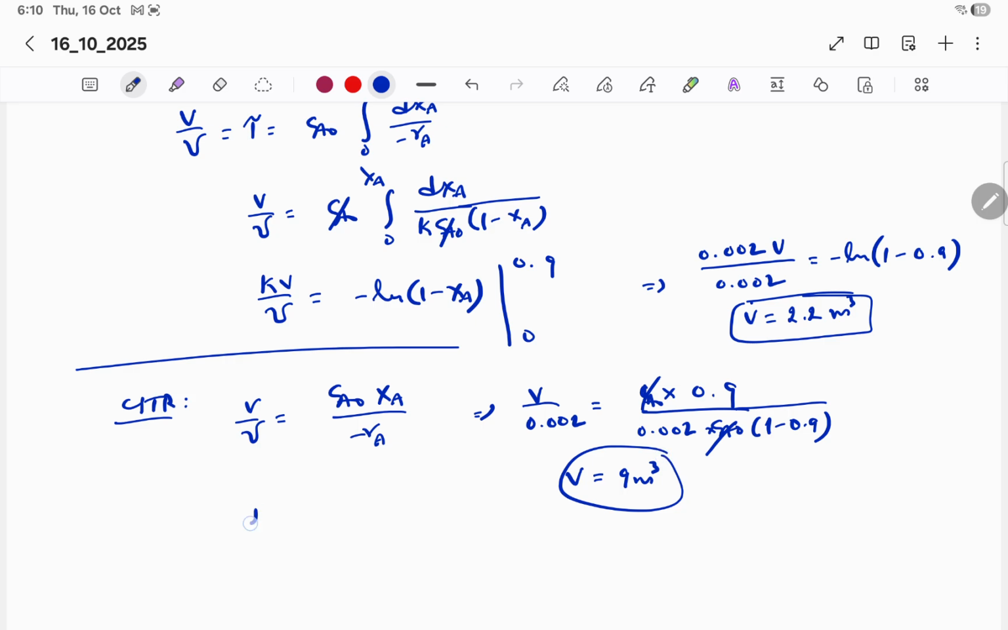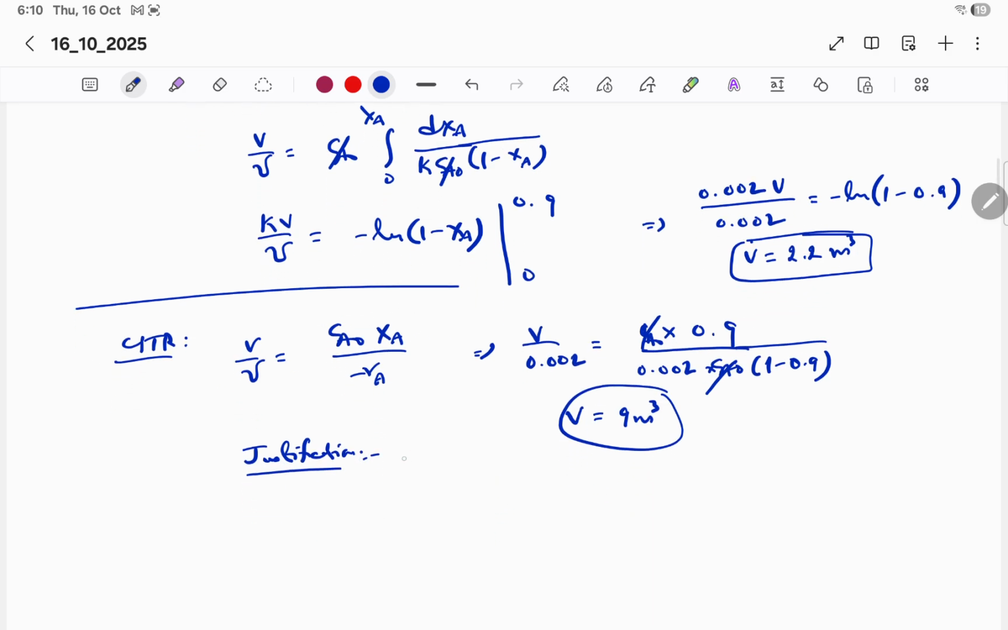So the justification is that the volume of the CSTR is more than that of the PFR for the same 90% conversion. Therefore, PFR is better than CSTR.